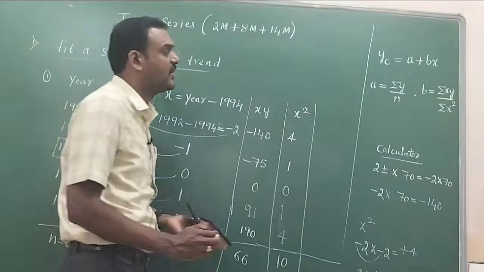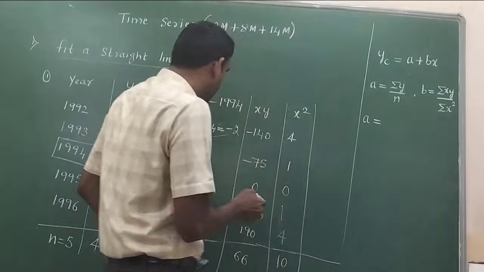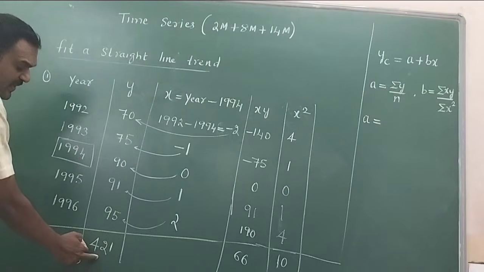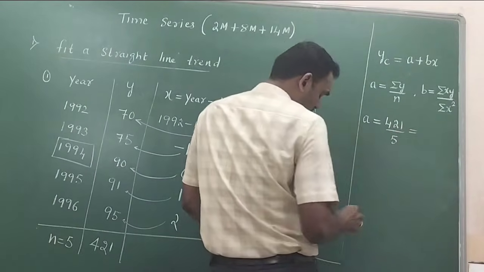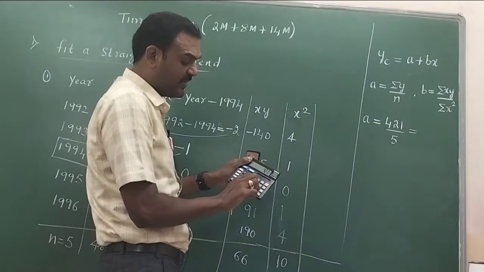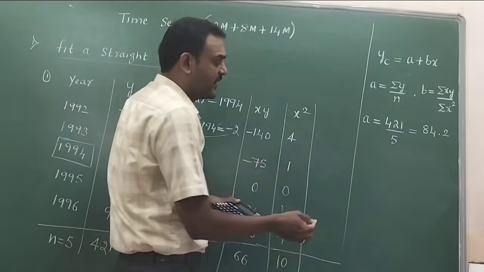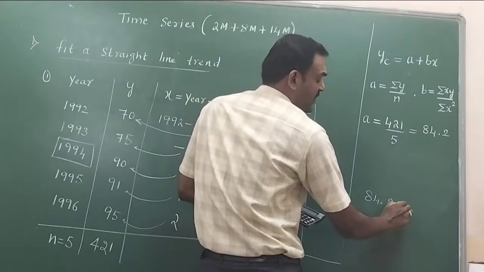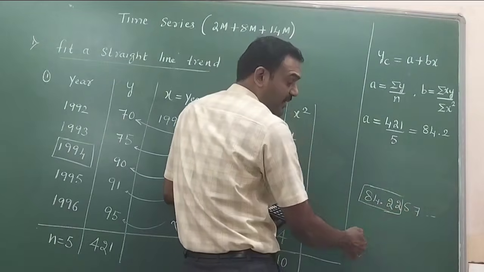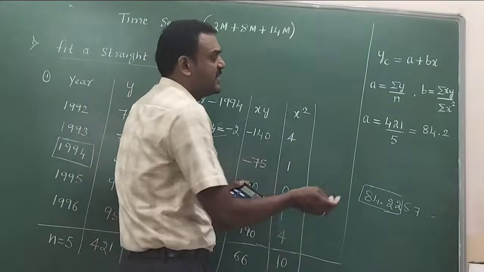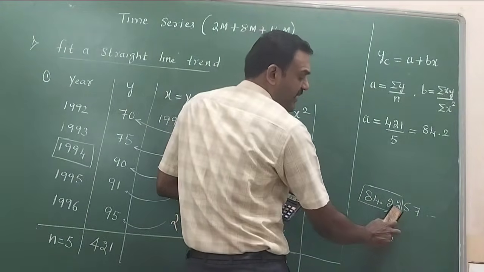Here, further use the formula. A is equal to summation of y divided by n. Summation of y total is 421, n is 5, so 421 divided by 5, which gives, use the calculator, 421 divided by 5, which gives 84.2. After the point, many decimals came. For example, it came like 84.2258. If you consider 2 decimals after the point, in this problem just one decimal is enough to write. In case the number of decimals repeats like this, use 2 decimals.